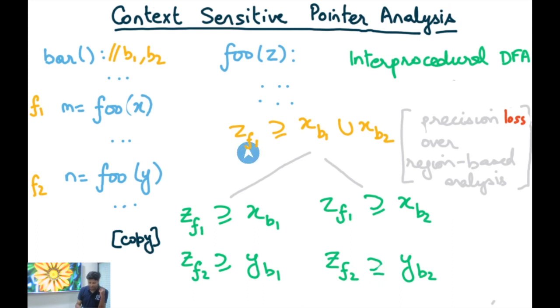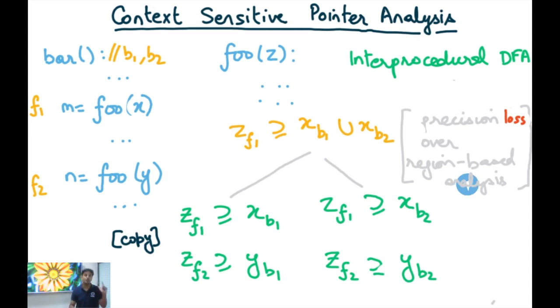And effectively, this means that ZF1 should be a superset of XB1 union XB2, because if I take these two constraints in conjunction, then that's equivalent to saying that ZF1's outgoing edges are a superset of XB1 union XB2. Now this is where there is a precision loss, because XB1 could be pointing to some set of objects, and XB2 may be pointing to some different set of objects, overlapping or not overlapping, doesn't matter. And when I look at Z, I union both of them, and that's a loss of precision.